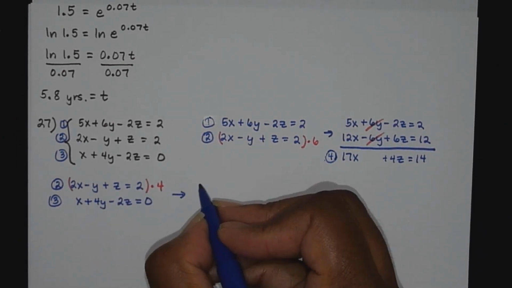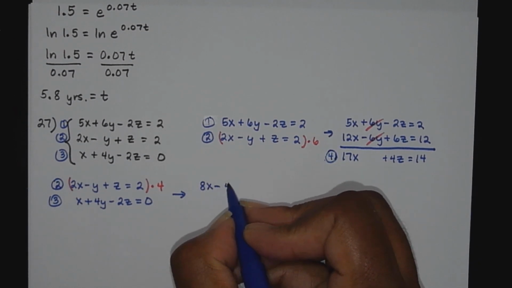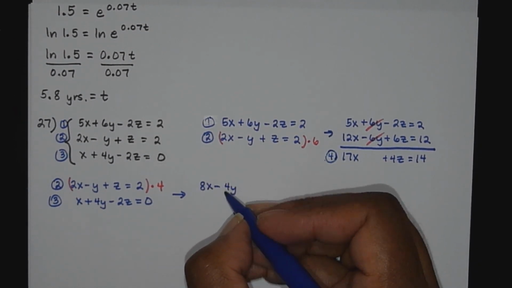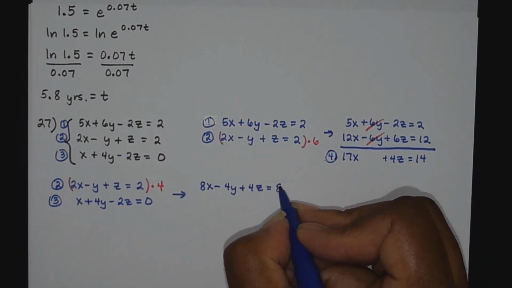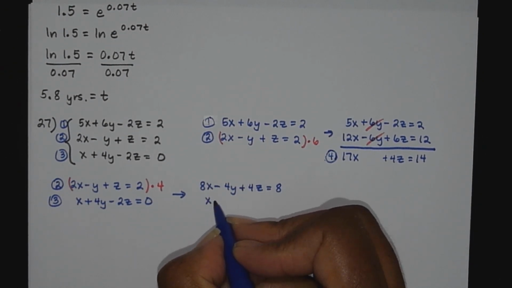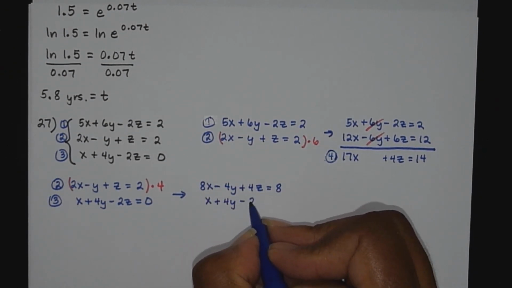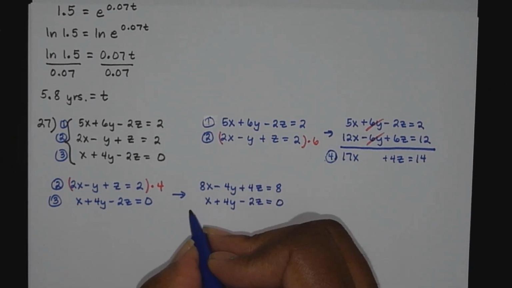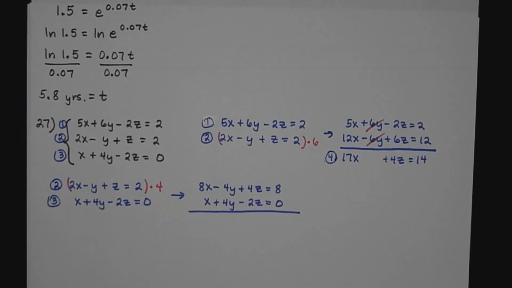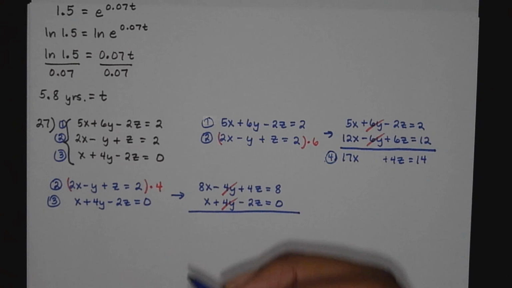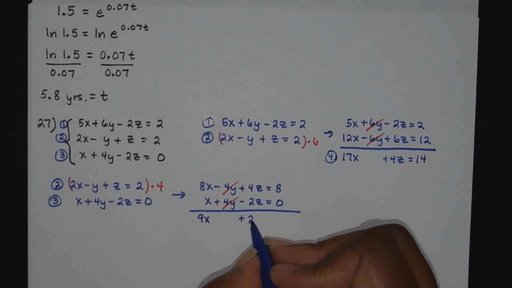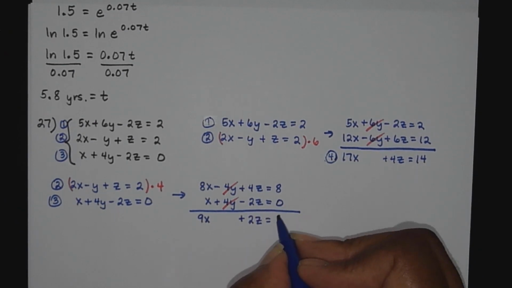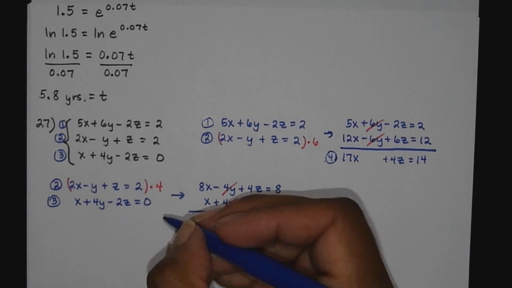So if I do 4 times 2x is 8x, minus 4 times y would be minus 4y, and then 4 times z will be plus 4z, equaling 2 times 4, which will be 8. Now bring over the third equation, x plus 4y minus 2z, equaling 0. And you're going to see that the minus 4y and the plus 4y added together give you 0. So here, 8x plus 1x, that's 9x. 4z minus 2z will be plus 2z is equal to 8 plus 0, which is 8. This will be equation 5.